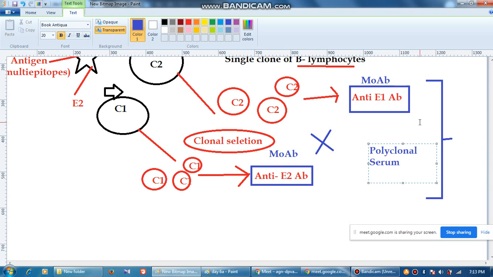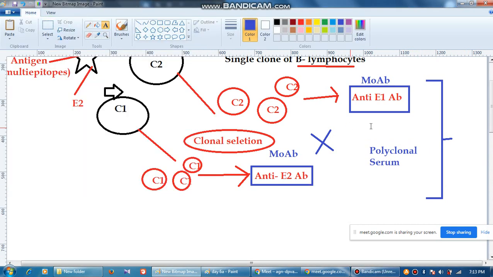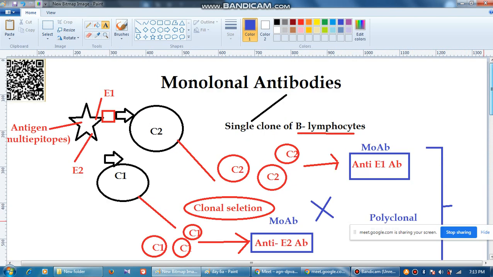So you understood what exactly a monoclonal antibody is? Remember this: a monoclonal antibody is an antibody which has been produced from a single clone of B lymphocyte. A polyclonal antibody is the mixture of all these monoclones present inside the serum. So whenever we talk about the serum, we are essentially talking about polyclonal serum.